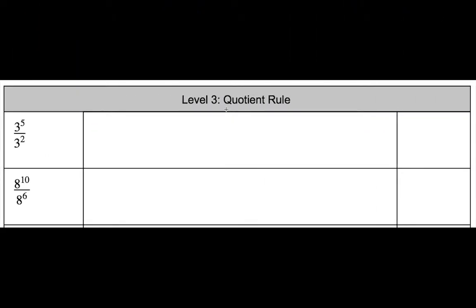All right, this is level 3 of our exponent fluency, looking now at the quotient rule. Quotient means the answer to a division problem, and our problems look like fractions, but we know that fraction means divide, so that is why it is called the quotient rule. Again, we have the same bases in the numerator and the denominator, which is great. That means we're going to be able to simplify.